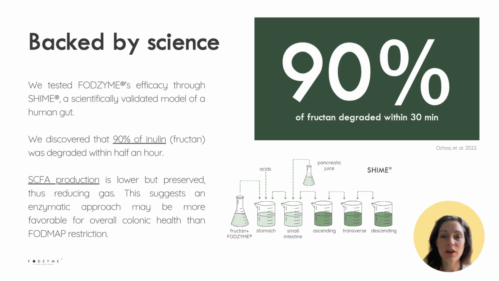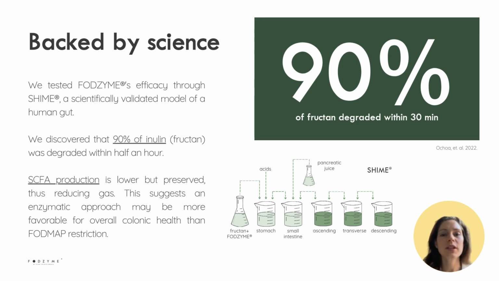In addition, our research showed that use of FODZYME with this prebiotic source supports short-chain fatty acid production. This is important because short-chain fatty acids are important for colonic health, and fructans can be a major source of prebiotics in a typical diet. One concern with a low FODMAP diet is that it may be low in prebiotic fiber, which could be associated with lower short-chain fatty acid production.